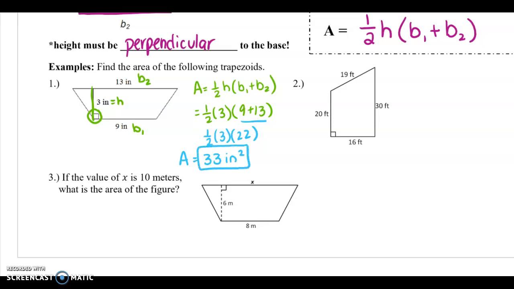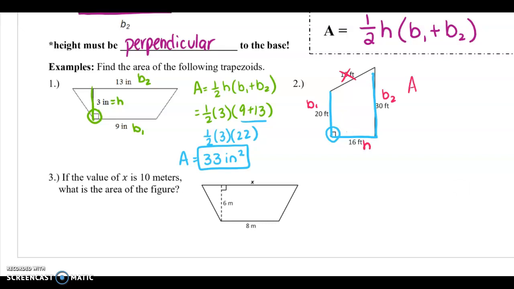This one is strange. This one's actually on its side. I wish I actually could pick it up and turn it, but my bases and my height always make the 90 degrees. So my base 1 is going to be the smaller one here, 20. Base 2 is 30. You're not going to use the 19 because you see how you kind of make a C there? This is your height. So 16 is your height measurement. All right, so that's your height.